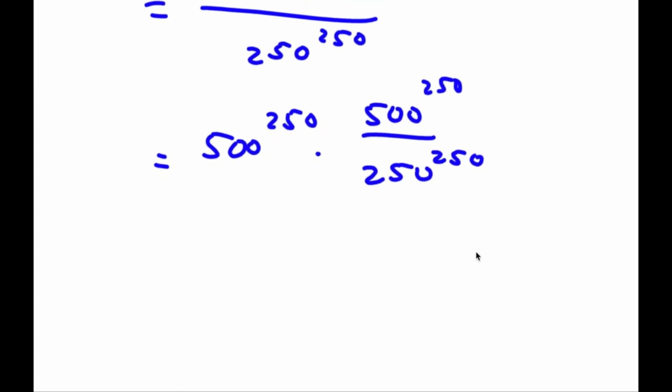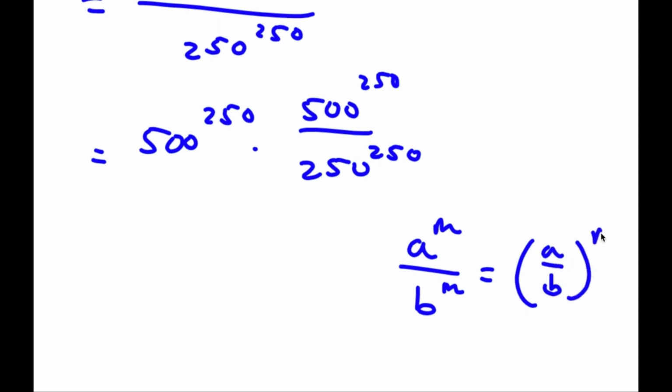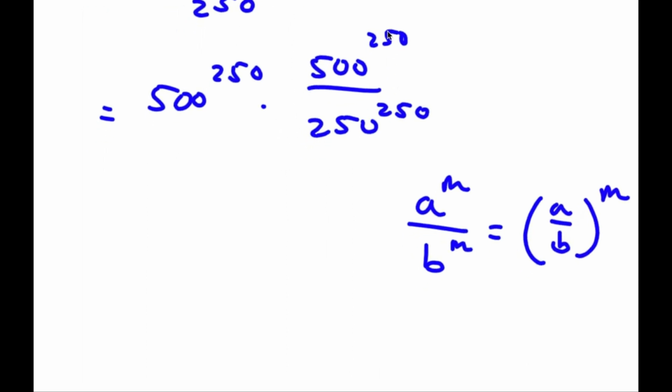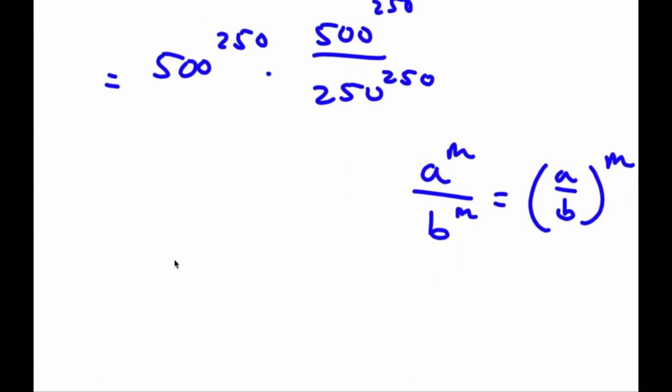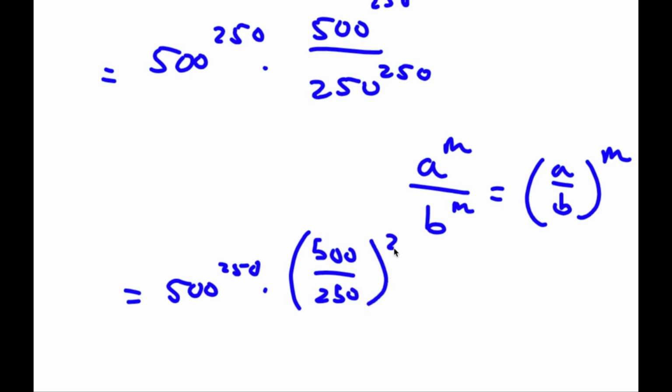And if I have something in the form a to the power of m over b to the power of m, this is equal to a over b to the power of m. So 500 to the power of 250 over 250 to the power of 250 is going to equal 500 over 250 to the power of 250.